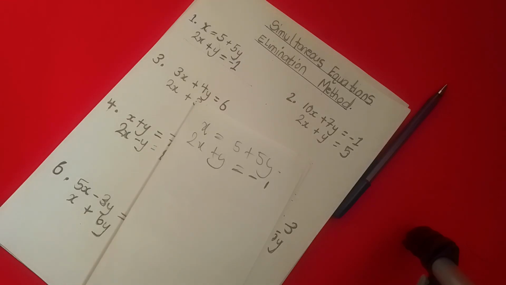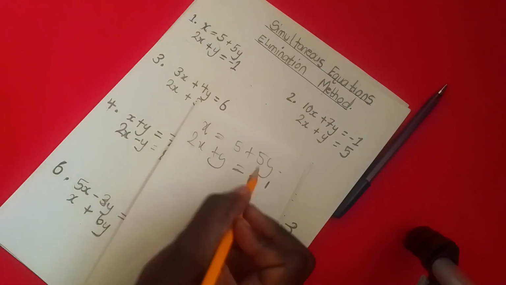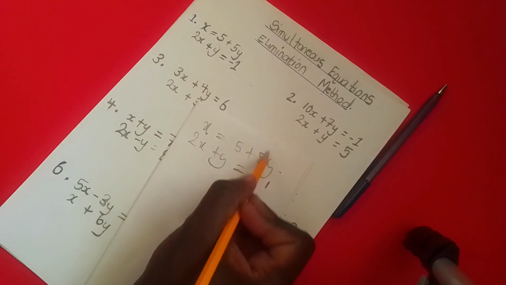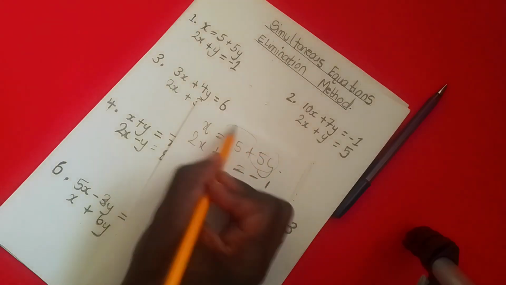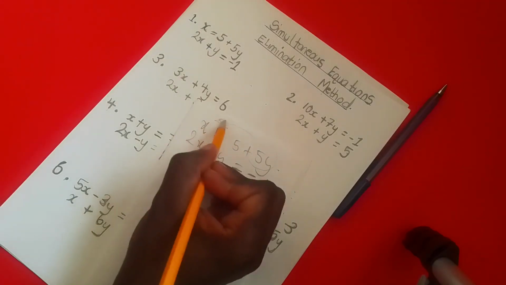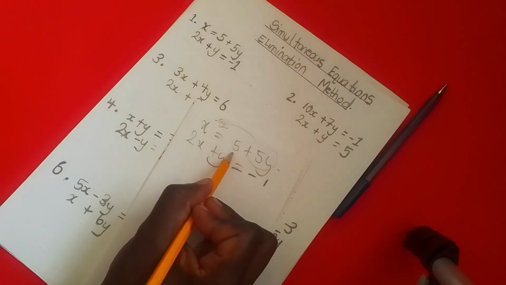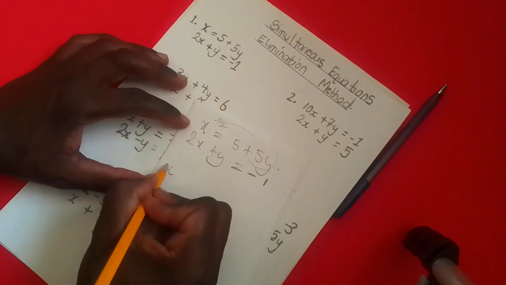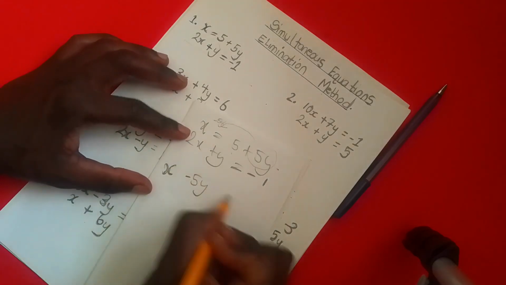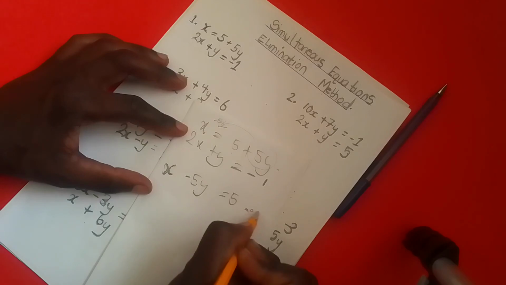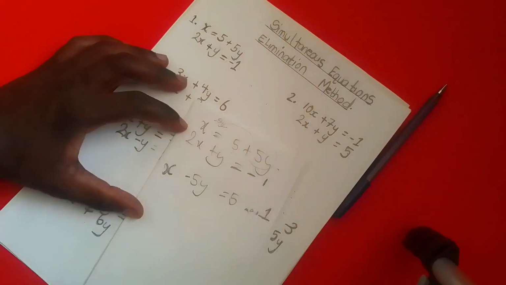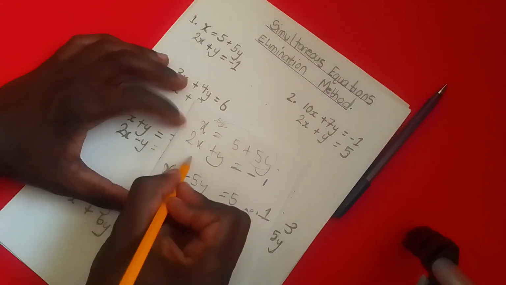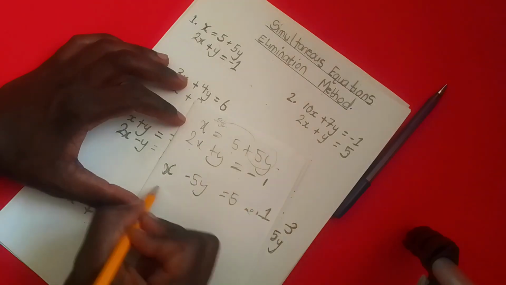So we are going to rearrange equation 1. If we rearrange equation 1, this is positive 5y. When it flies across the equal sign, it will become negative 5y, leaving only 5 on the right hand side. So x minus 5y is equal to 5. This is equation 1. Then equation 2, we are not going to change anything: 2x plus y equal to negative 1.